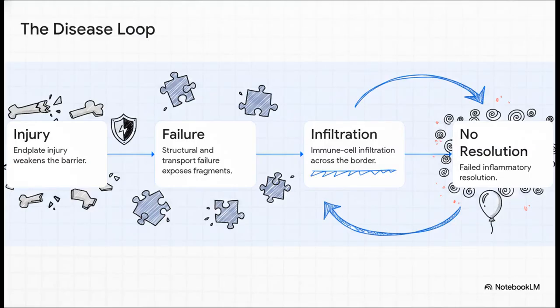Section 4. When inflammation won't stop. Let's map out this disease loop, because it's essentially a self-amplifying cycle. First, the end plate injury weakens the barrier. Second, this exposes fragments of the degraded disc matrix directly to the bone marrow. Third, the marrow's immune system spots these fragments, assumes there's massive damage, and triggers heavy immune cell infiltration across the border. Now, in a normal, healthy body, this inflammation would clear out the damage and just turn off. But here, it simply fails to turn off.